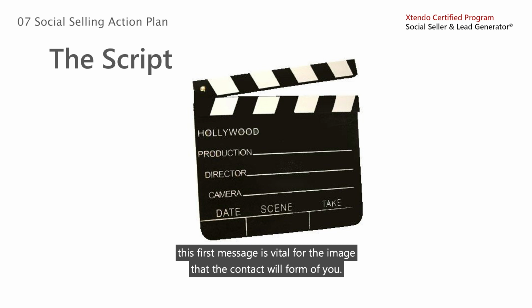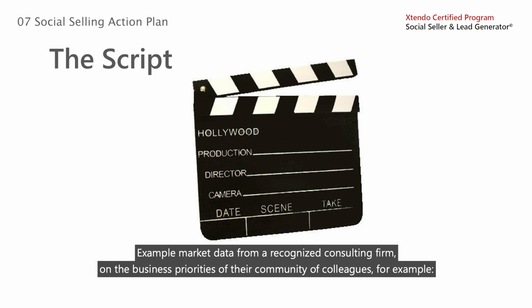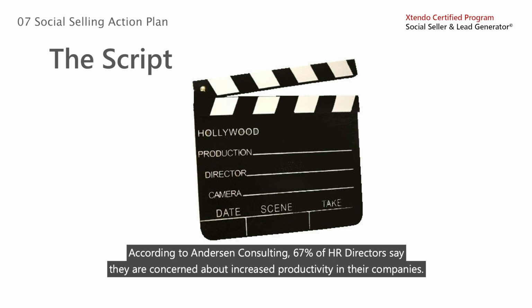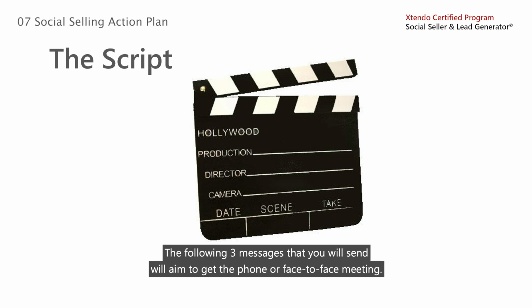This first message is vital for the image that the contact will form of you. For example, market data from a recognized consulting firm on the business priorities of their community of colleagues. According to Anderson Consulting, 67% of HR directors say they are concerned about increased productivity in their companies. The following 3 messages that you will send will aim to get the phone or face-to-face meeting.